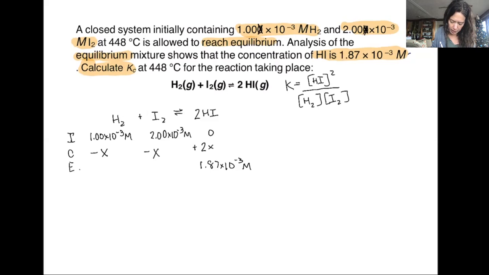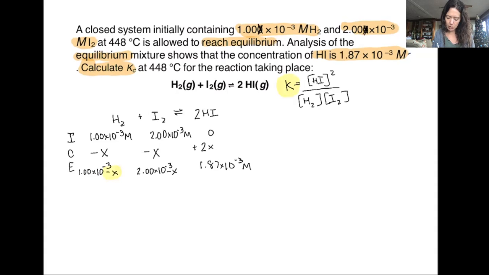for hydrogen, I know that the concentration will be 1.00 times 10 to the negative third minus x. For iodine, it will be 2.00 times 10 to the negative third minus x. And I know for the hydrogen iodide, it is 1.87 times 10 to the negative third. So I need to solve for K over here, right? My job is to get my equilibrium constant. That means I need to know all of my equilibrium concentrations.